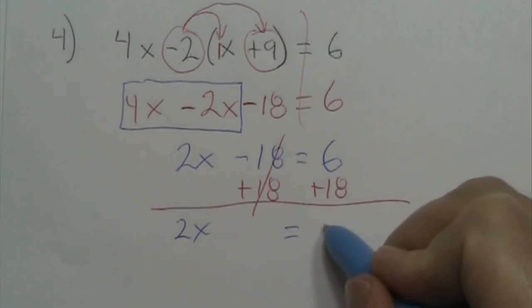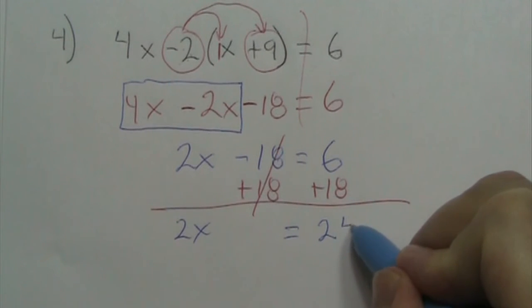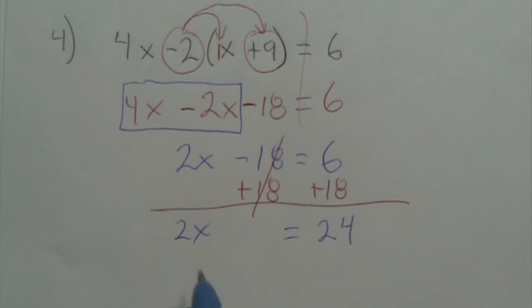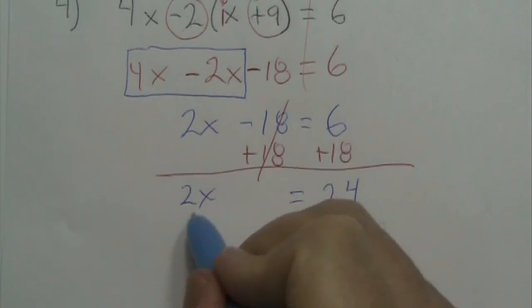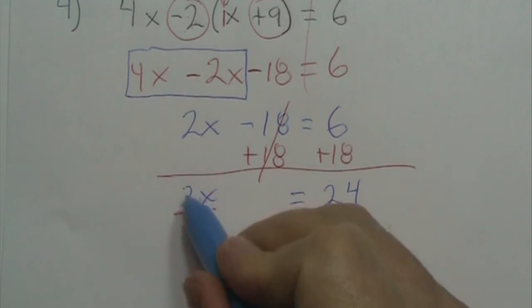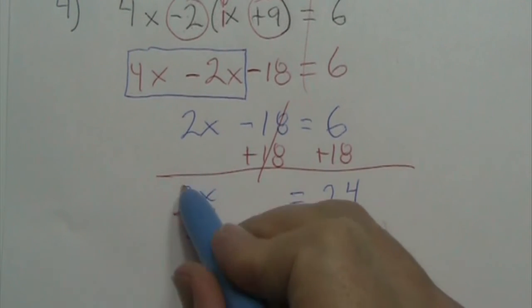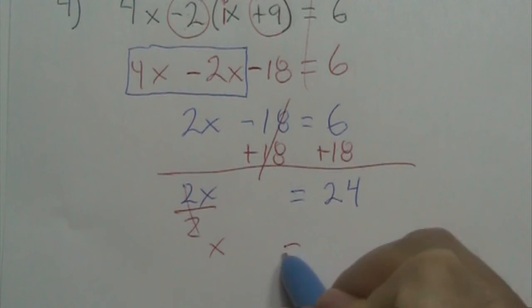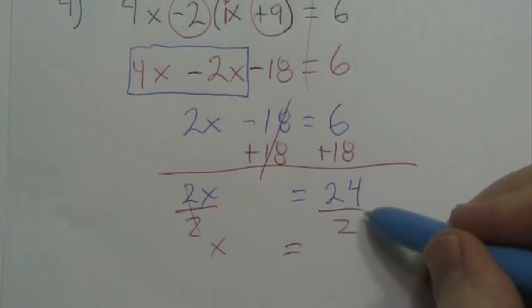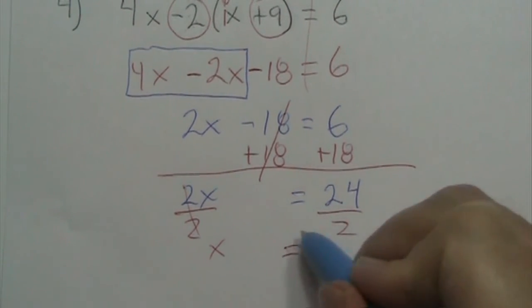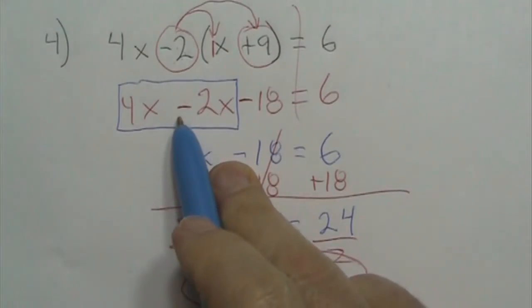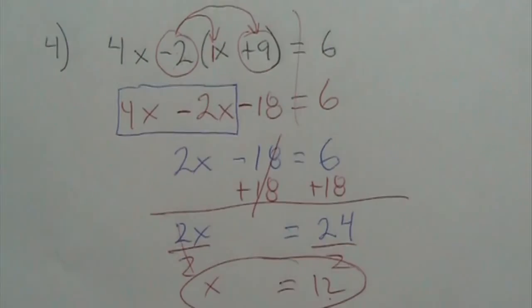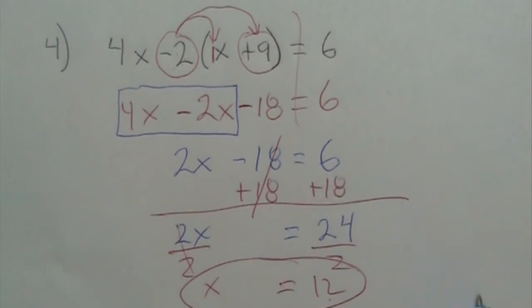Six and 18. Should be able to see your answer. If not, the next step would be to make this a 1 by dividing by 2. 2 divided by 2 is 1. But you have to do the other side. 2 goes into 24, 12. To check, take 12, plug it in there to see if you get the right answer. To see if the left side equals the right side.